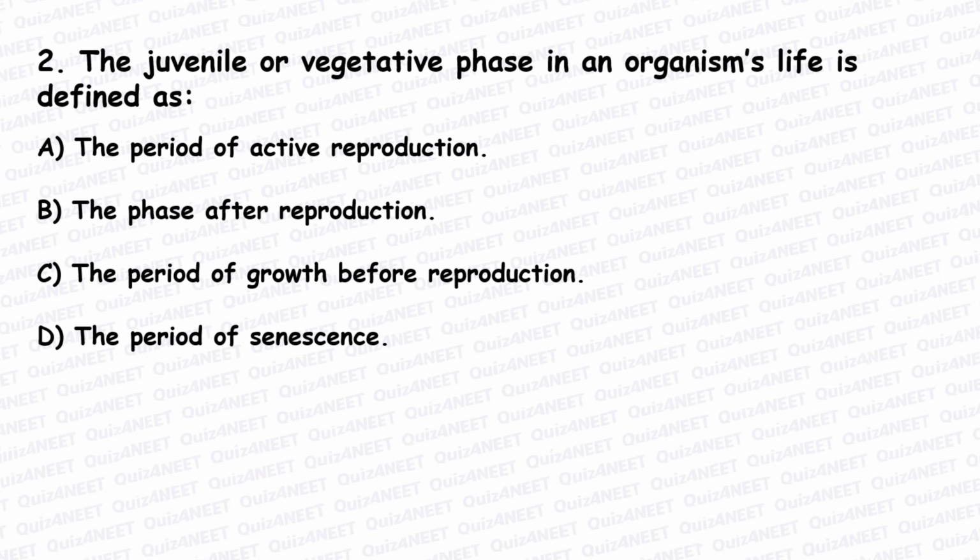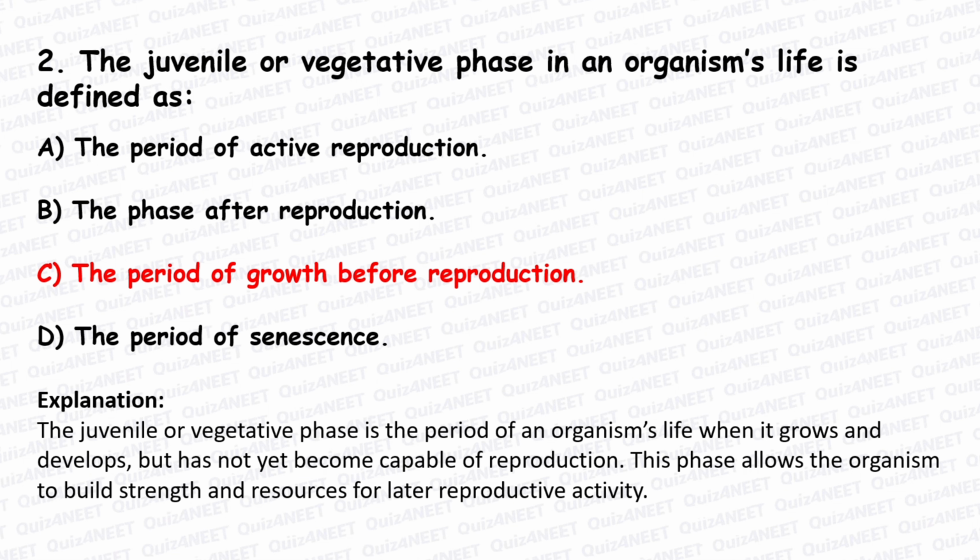2. The juvenile or vegetative phase in an organism's life is defined as: A. The period of active reproduction. B. The phase after reproduction. C. The period of growth before reproduction. D. The period of senescence. The right answer is C, the period of growth before reproduction.